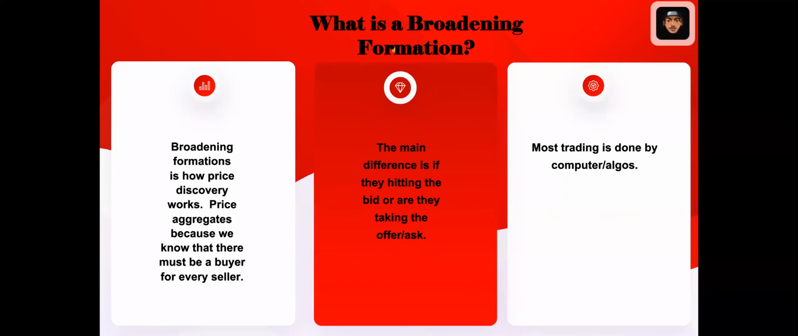If you don't understand the difference between a bid or ask, if you're a buyer, you bid. When you bid for something and you're a buyer, that is a limit order. That is a passive order. To be an aggressive buyer, you're hitting the ask. When you hit the ask, that's a market order. And then vice versa for selling.